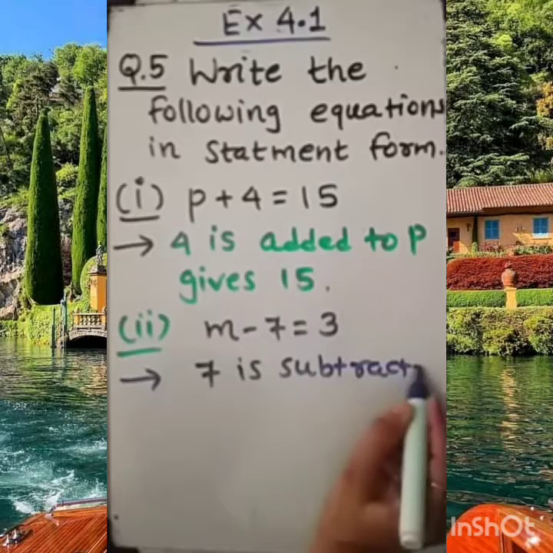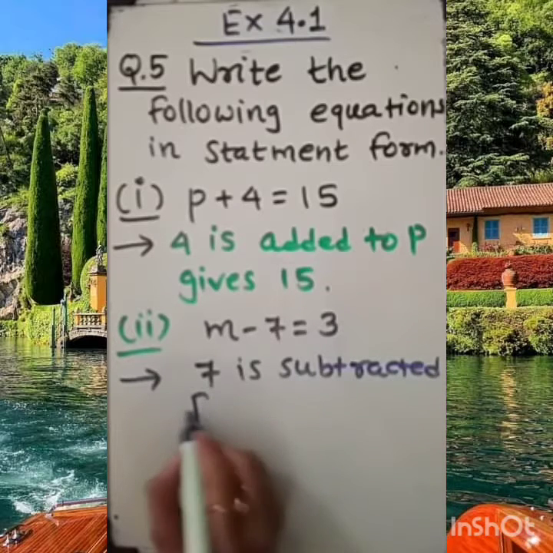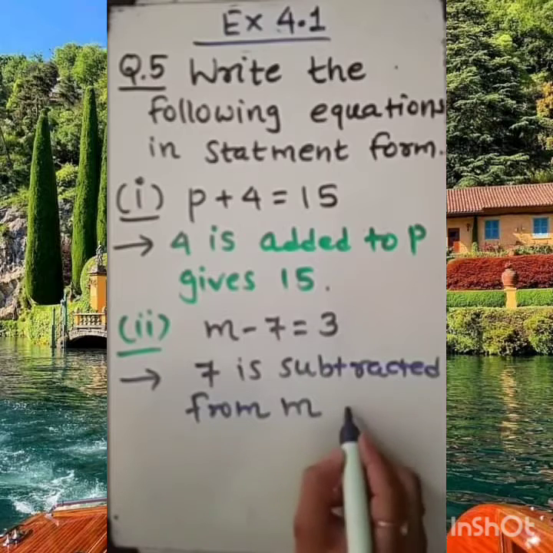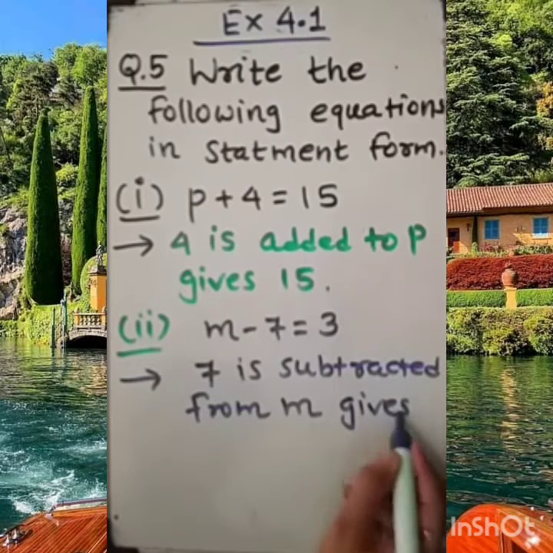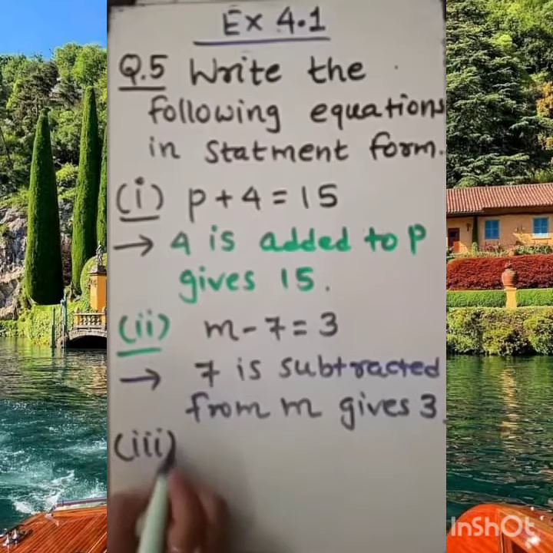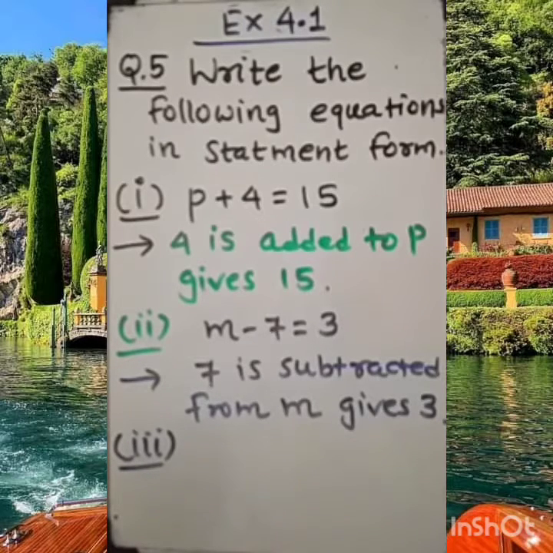7 is subtracted from m gives 3. It gives 3 as a result. So we need to mention it gives 3.